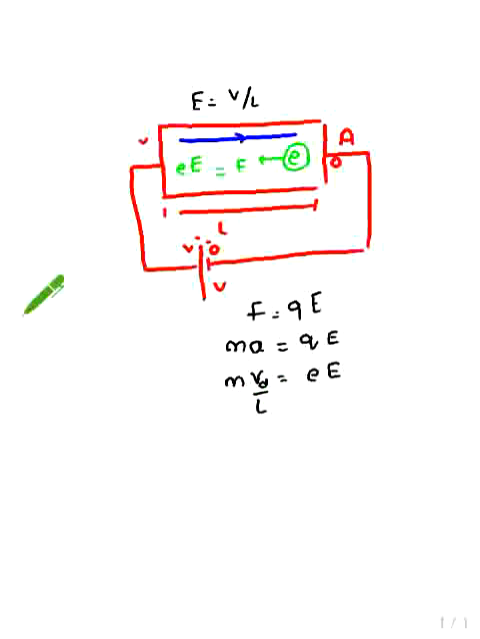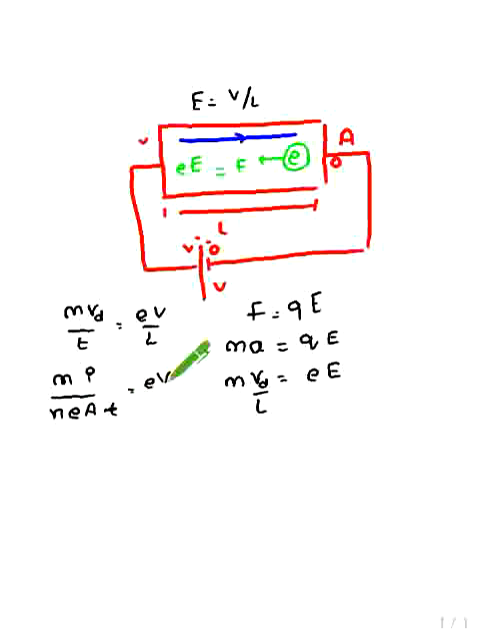So let us do this derivation in the class. m Vd by T is equal to e into V upon L. Drift speed is given by the famous equation I upon number of electrons into charge of electron into area, so m I upon n e A T is equal to e V by L. Try to rearrange these terms in such a fashion that you get all the V terms on one side and all the other terms on the other side.